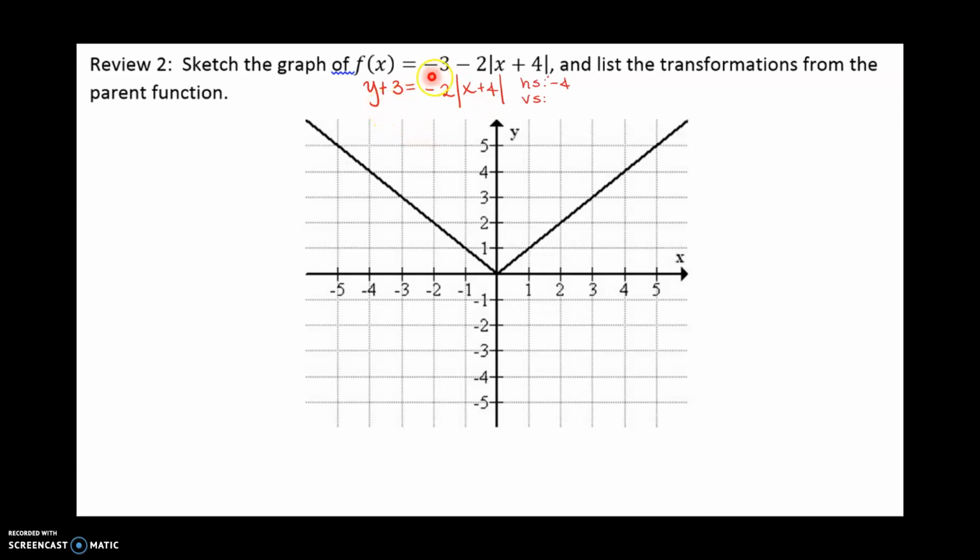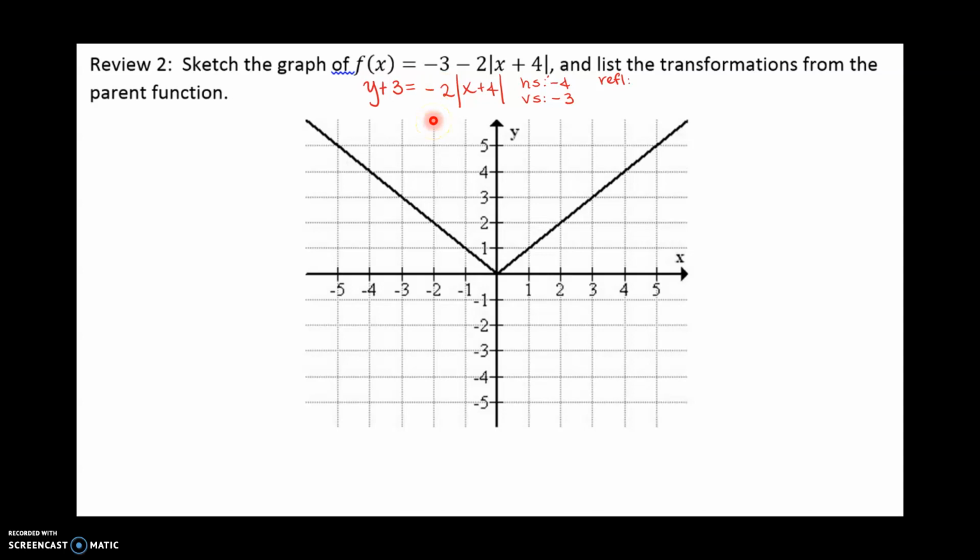Vertical shift is any value being subtracted from y. So it might be easier to add that 3 to the other side to see it. But what's being subtracted from y is -3. Again, you can think of it as the opposite of that number. If you leave it over here on the right-hand side, you can use the number exactly as it is.